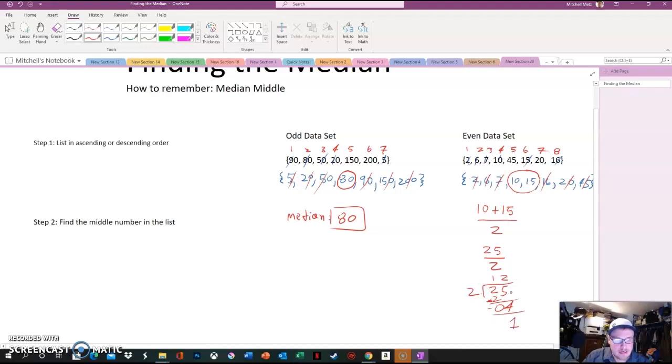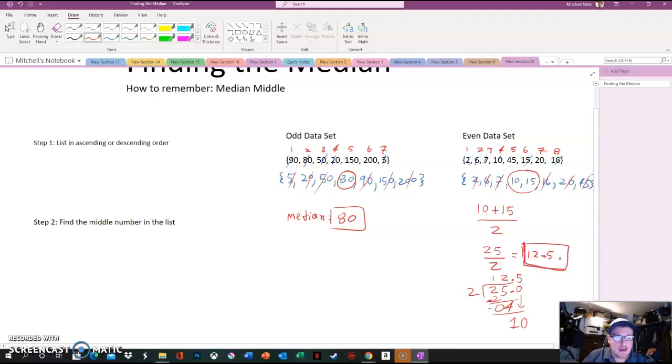And now I have to do my decimal place. So I'm going to put a decimal place, bring down a 0, all the way down. And now 2 goes into 10. 2, 4, 6, 8, 10, 5 times. So I'm going to bring my decimal up here. So 12.5 will be my median. 12.5. That is my middle number.